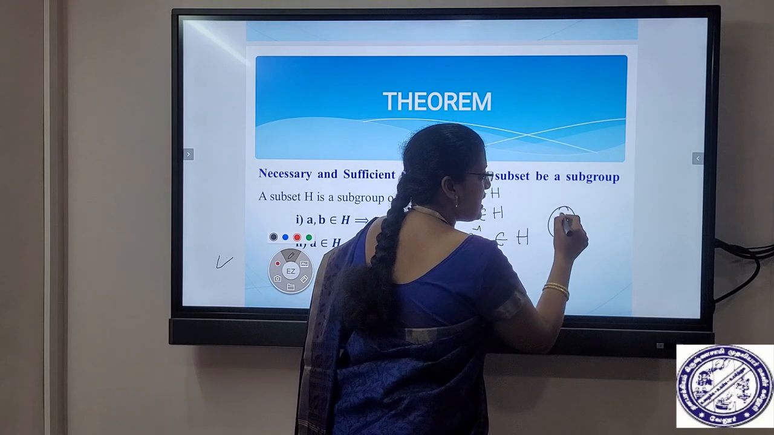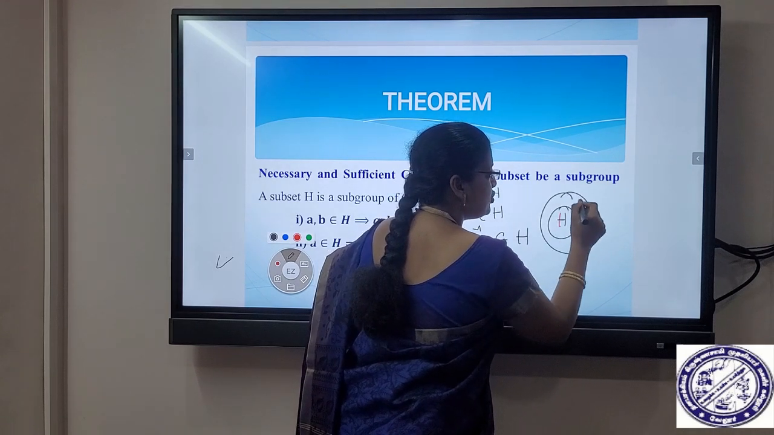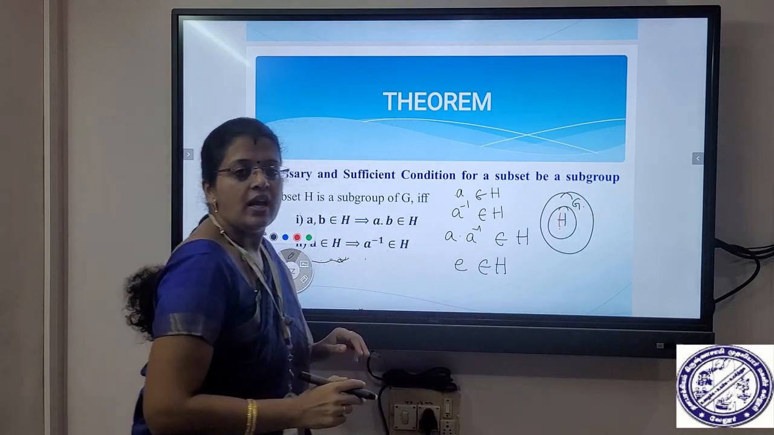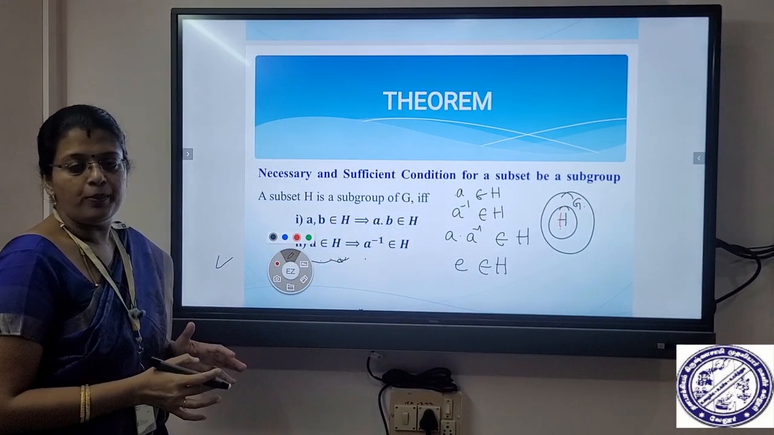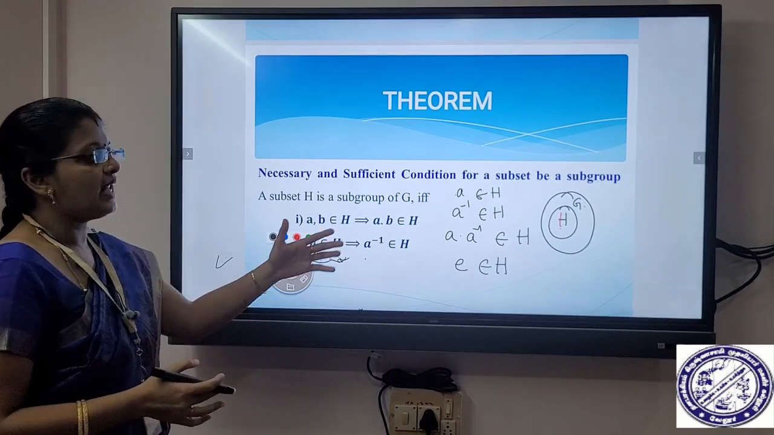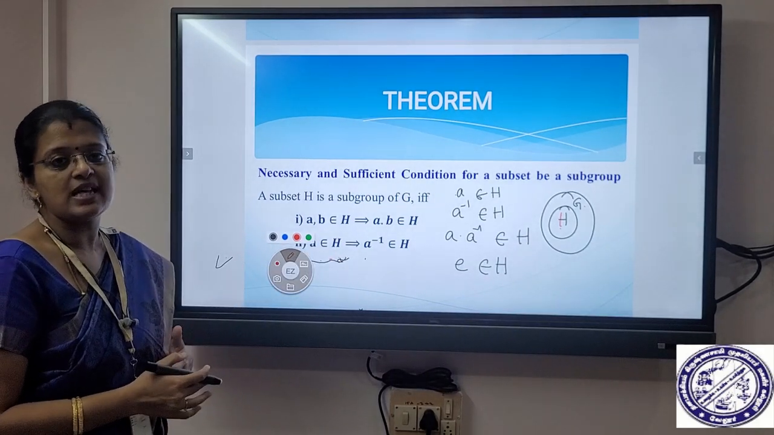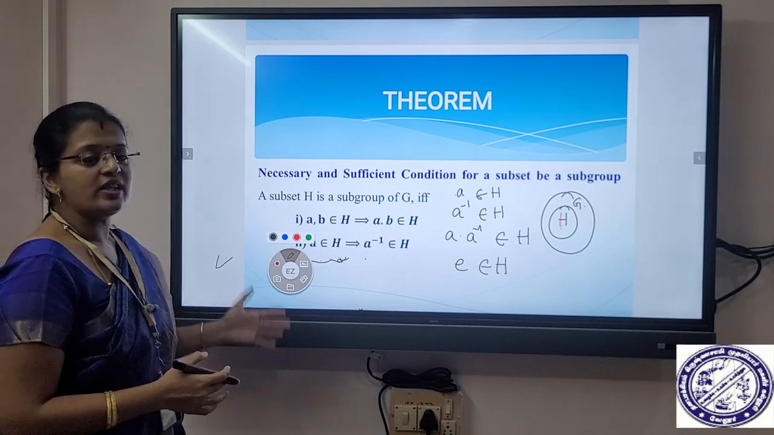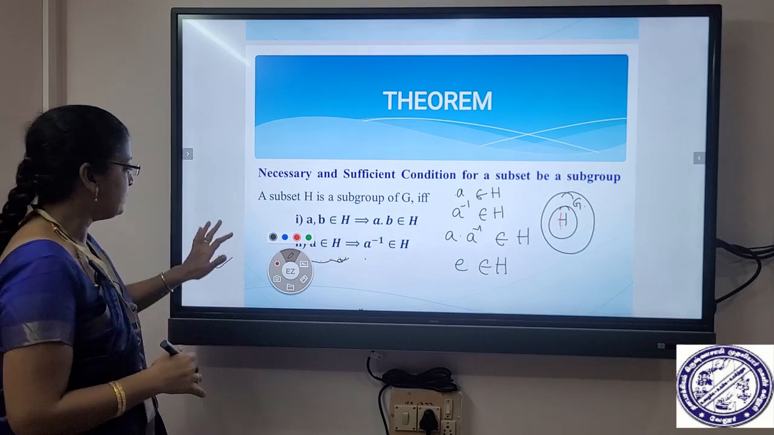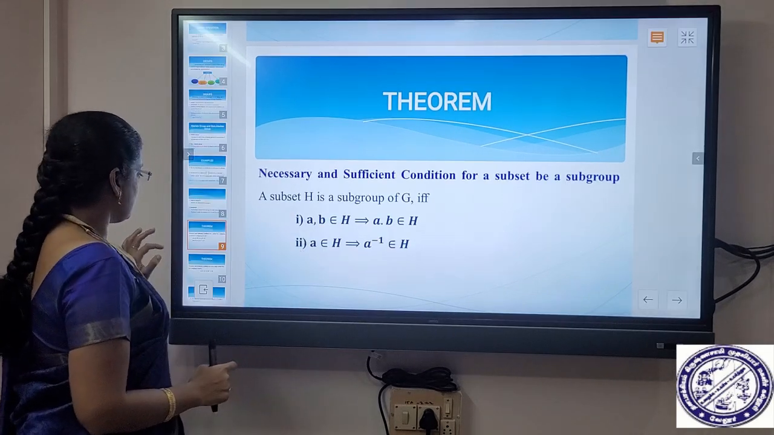So H is a subset of G. The elements of H are the elements of G. G is a group. The elements in the group will satisfy the associative condition. So the elements of H also will satisfy the associative condition. Since all the conditions are satisfied, now we can say H is a subgroup. Okay, we'll move on to the next theorem.